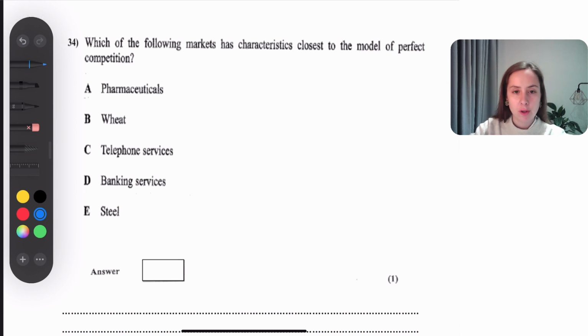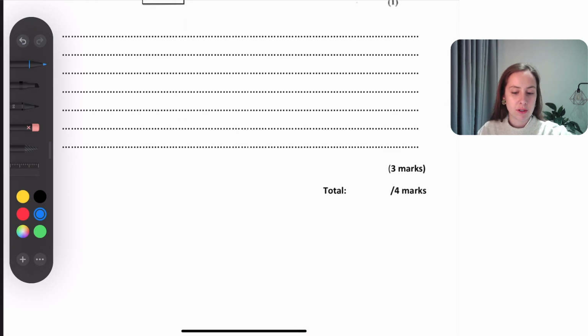So perfect competition, we're looking for the same products, we're looking for no barriers to entry, no barriers to exit. And I think if you want to make steel or a bank or telephones, pharmaceutical, you have huge barriers to entry. You need the machinery, you need the trained people, that's huge. Whereas wheat, a lot lower barriers to entry.